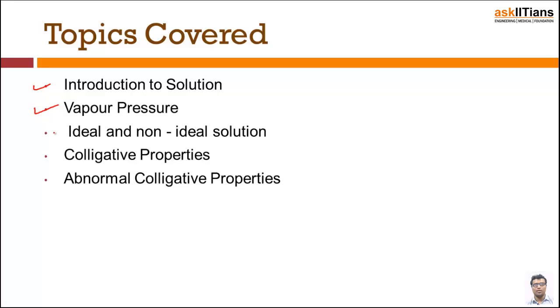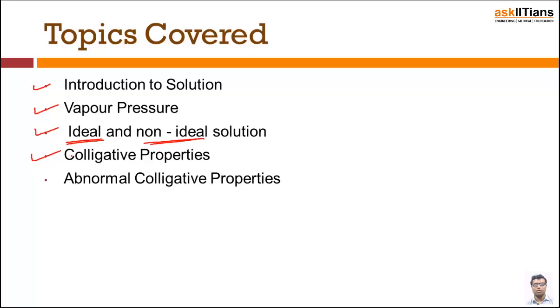Next part is vapor pressure. In this part we will be discussing different topics like basic concepts of vapor pressure, Henry's law, Raoult's law, and other topics. Next part, ideal and non-ideal solutions. So we will be discussing the properties of ideal solutions, how ideal solutions deviate to give non-ideal solutions. We will be discussing azeotropic mixture in this part.